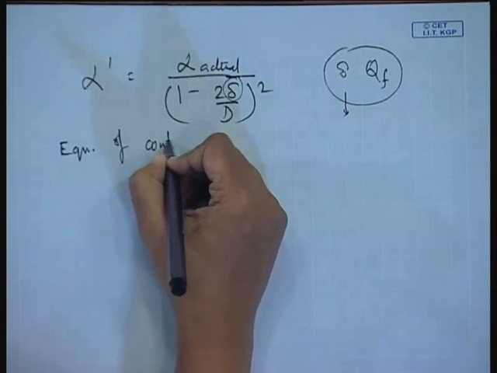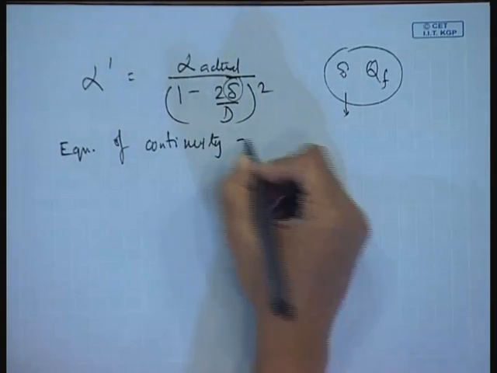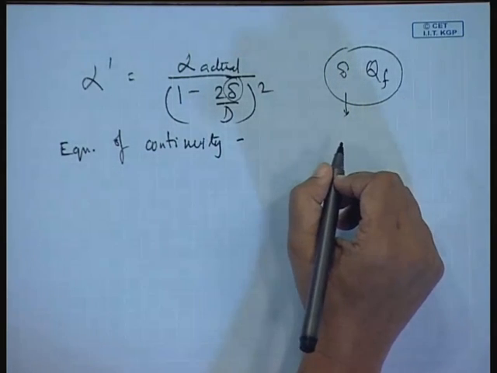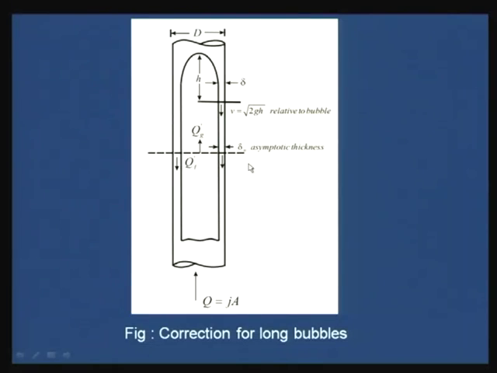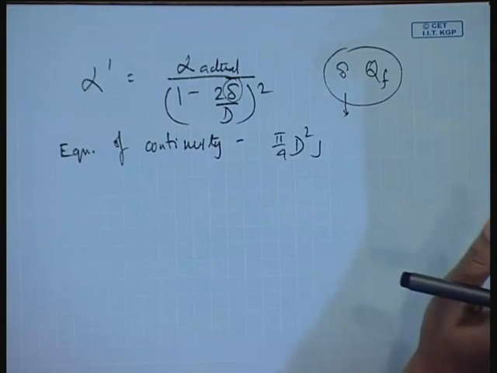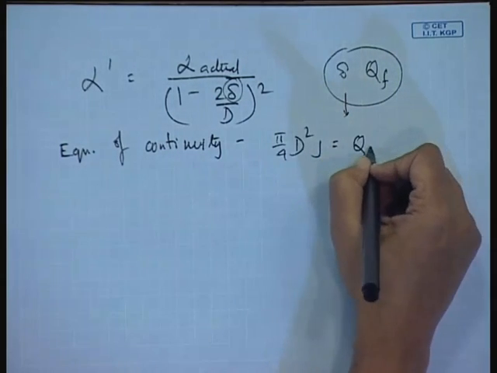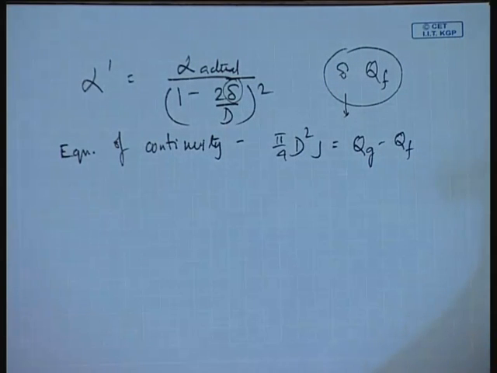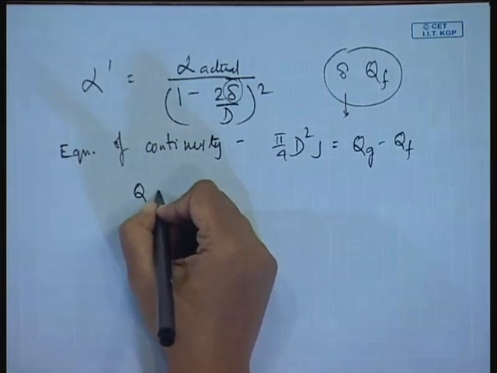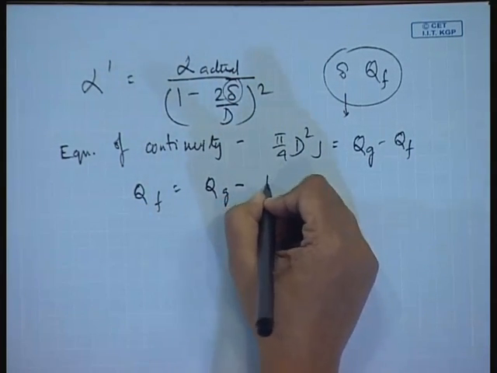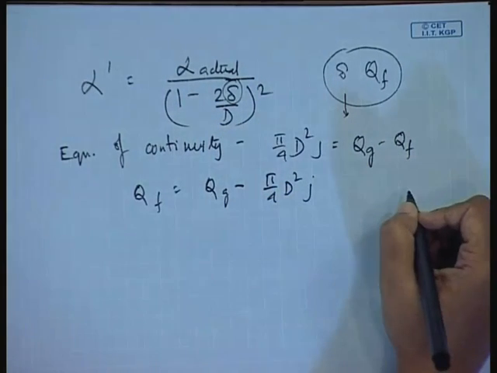Equation of continuity, okay. From there, what do we know? That the total volumetric flux across any pipe cross section should be constant, or in other words, the total volumetric flux here should be equal to the total volumetric flux here. What is the total volumetric flux here? It is nothing but pi by 4 d square into j. Do you agree with me? This then should be equal to Qg minus Qf in the Taylor bubble region. Agreed? So, from here what do we get? We get Qf, it is nothing but Qg minus pi by 4 d square j.